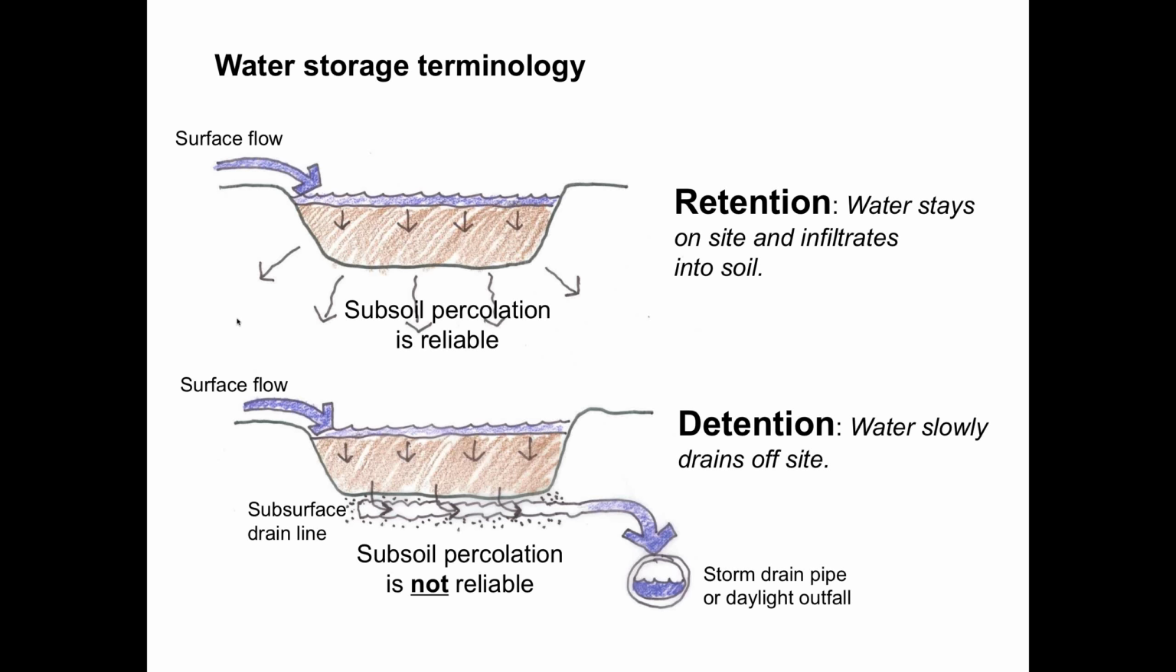But if we don't have reliable percolation and we build one of these systems, we have to put in some kind of a subsurface drain line, which means the water is going to stay there for anywhere from an hour to 24 hours, and then will pass through into the subsurface system out into a storm drain or daylight. And so that water is slowed down, but it still exits the site, and that's the detention water.